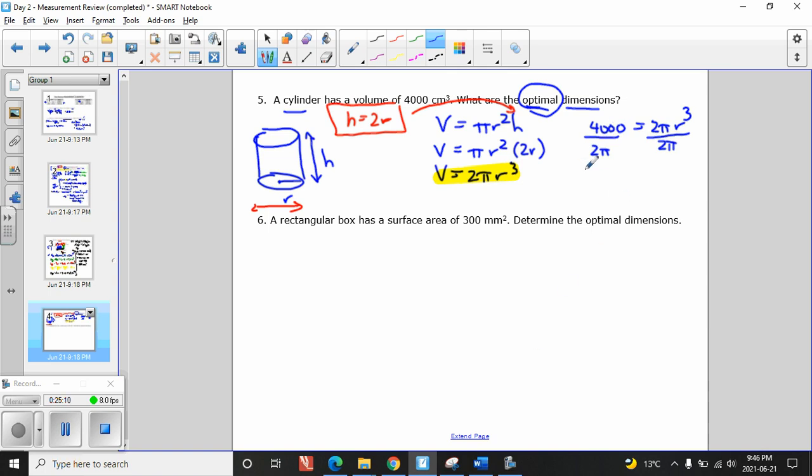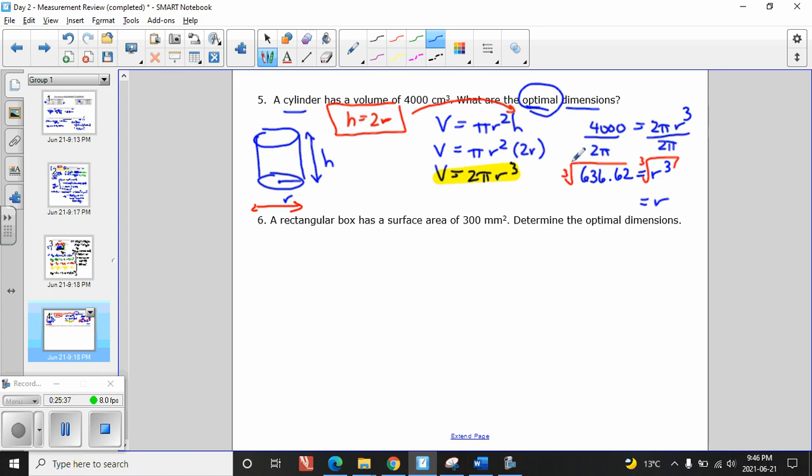That comes out to 636.62 equals radius cubed. And I don't want radius cubed, I just want plain old radius. So we're going to get rid of the cube using a cubed root, and we'll do the same to the other side. And that will leave us with just the r on the right side.